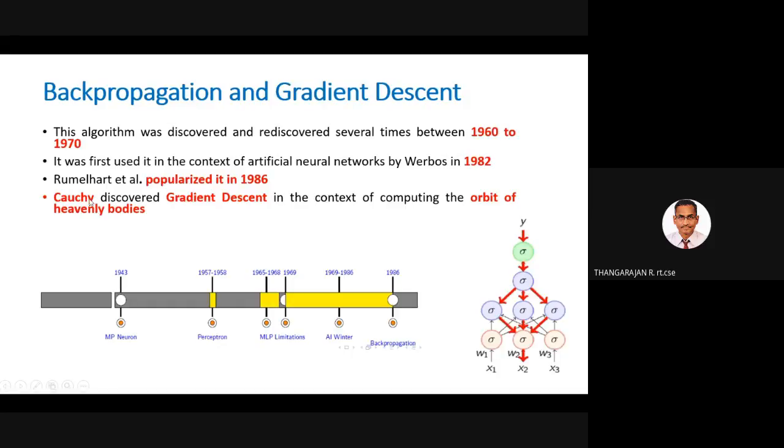Then some physicists, actually Cauchy, discovered gradient descent in the context of computing the orbit of heavenly bodies. Actually everything is inspired by physical sciences, some from biology, some from physics. So this gradient descent approach was inspired by the procedure used to compute the orbit of heavenly bodies, and that has been applied to neural networks. And this happened in 1986.